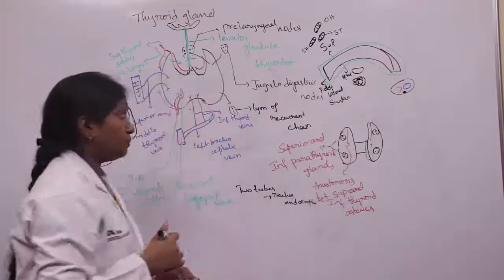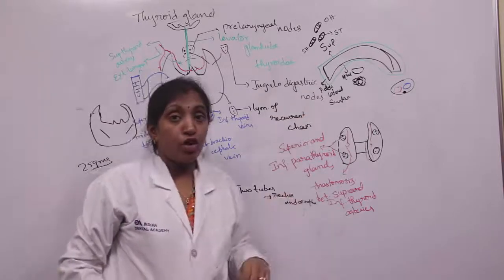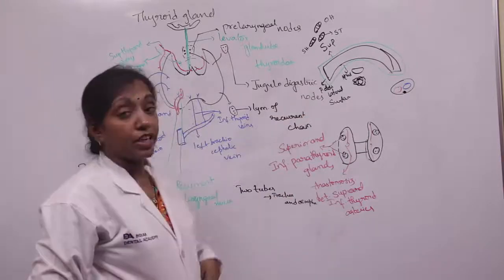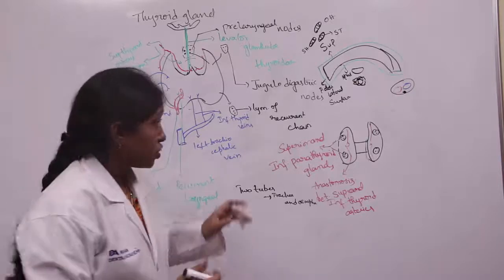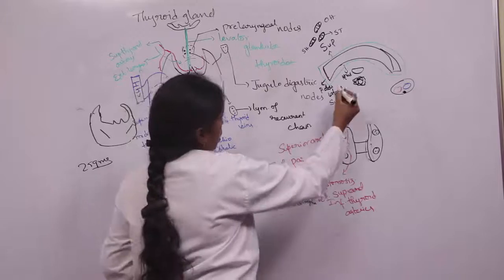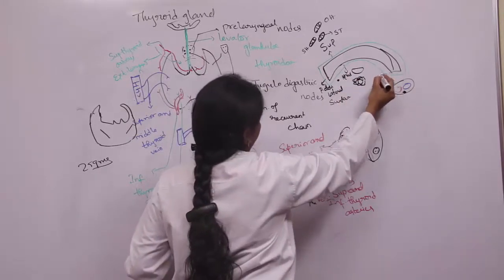And coming to the two nerves, we know that the medial surface is related to two nerves, that is the external laryngeal nerve and recurrent laryngeal nerve. So the medial surface is related to two nerves, that is the external laryngeal nerve and recurrent laryngeal nerve.